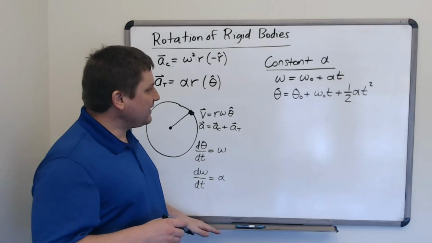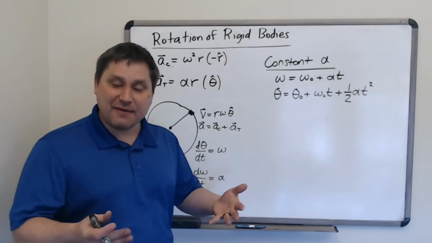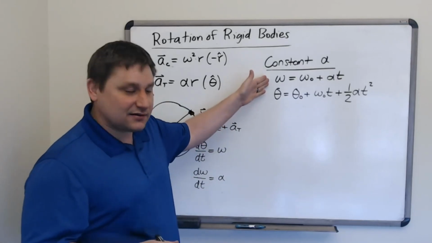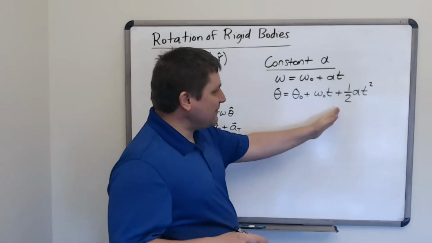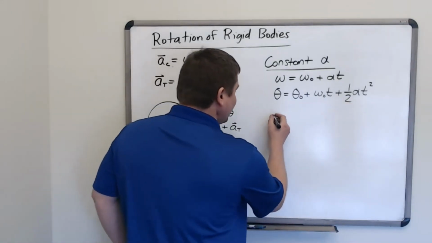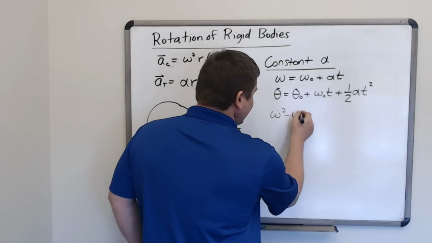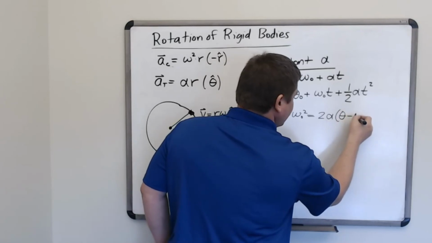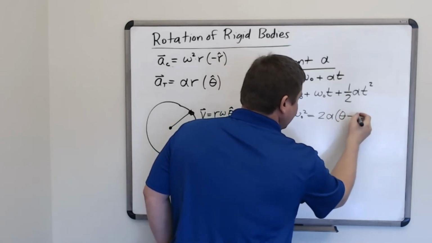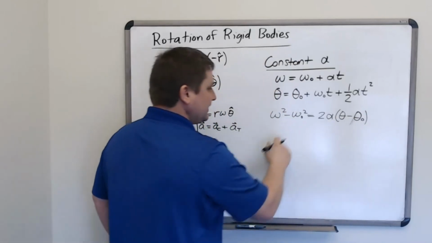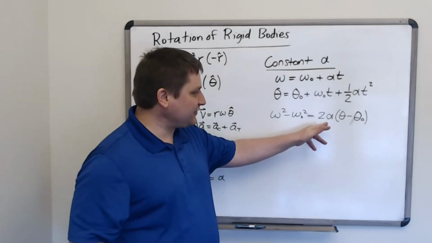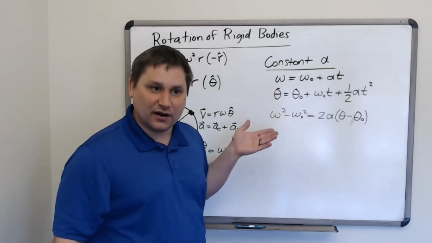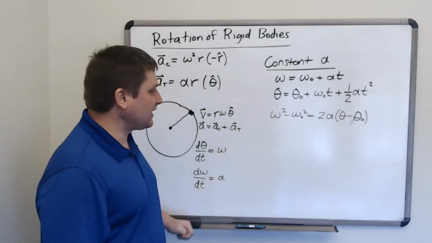If we are wanting to eliminate time as a variable, we can solve the first equation for t and eliminate time in the second equation. And what that will give us is this shortcut equation, where a change in the square of the angular velocity becomes related to the acceleration and the change in angle. So this also has a counterpart for translational motion. Here's what it looks like for angular variables.